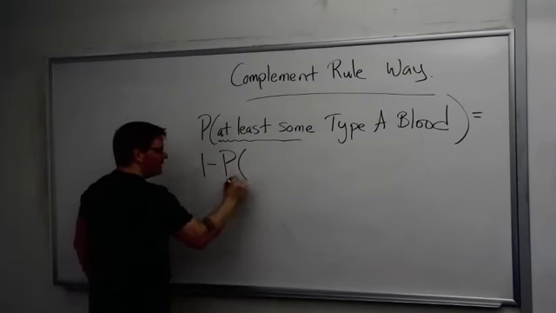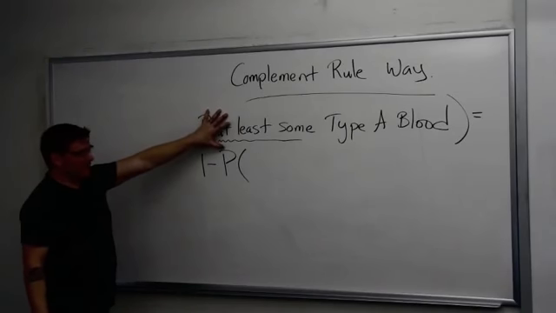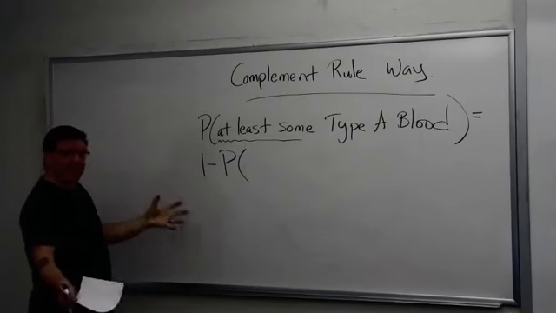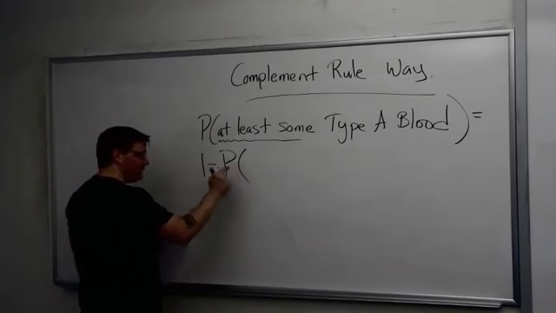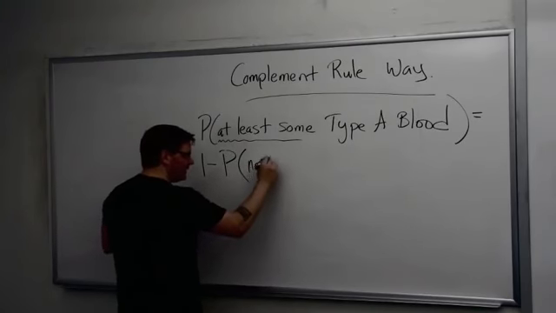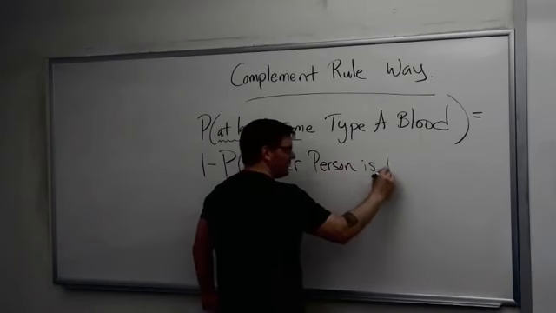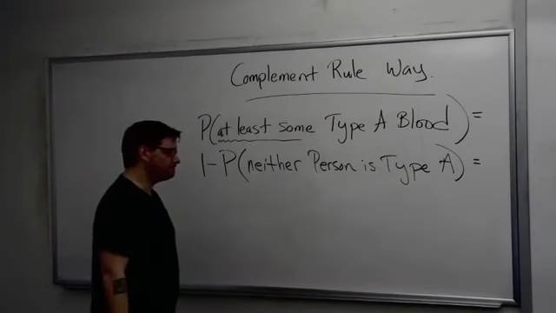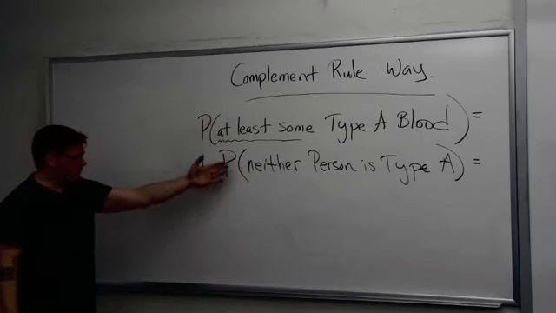1 minus, what's the opposite of at least somebody having some type A blood? The complement of that, or the opposite, is that nobody has type A. Out of my 2 people, I go 0 for 2. Right? This is 1 minus the complement. The complement is that either person is type A. Read this a few times after the video. Make sure that you see this complement events.